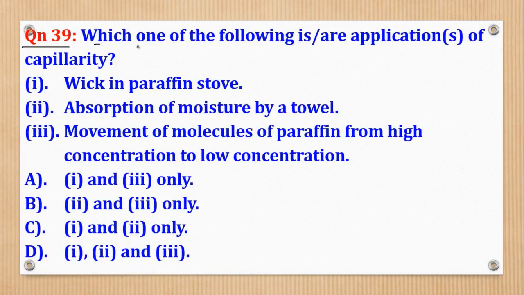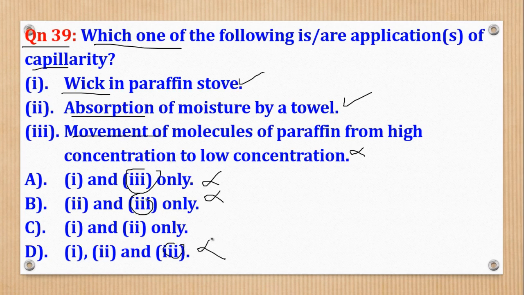Then question 39, which one of the following is not an application of capillarity? We have wick in paraffin stove, absorption of moisture in towel, movement of molecules of paraffin from high concentration to low concentration. So this is okay, there's capillarity, it is okay, there's capillarity, but this one is diffusion. So it is not okay. Now if everywhere we see Roman 3, we shall just remove it. Then realize that the correct answer is C.